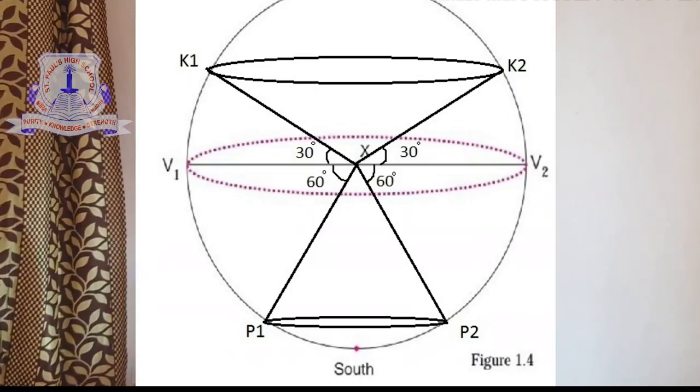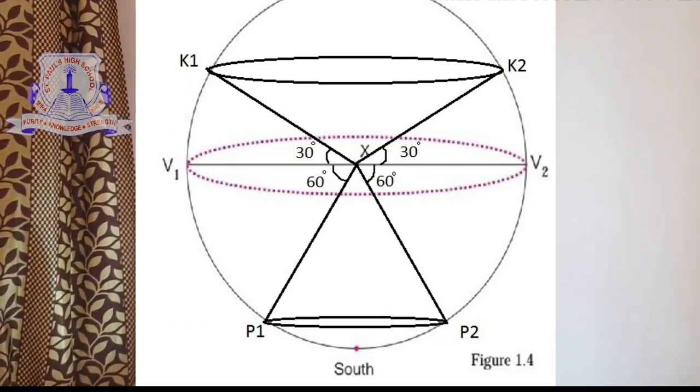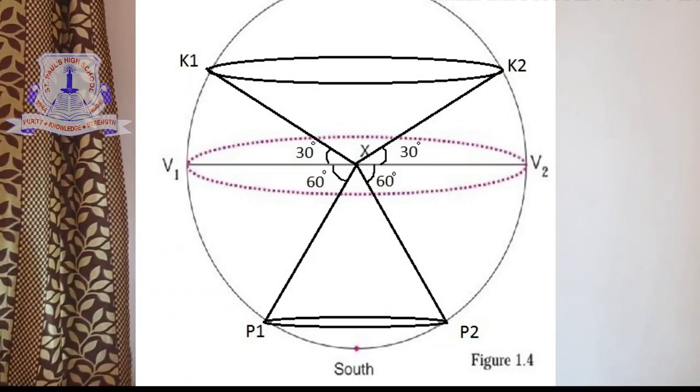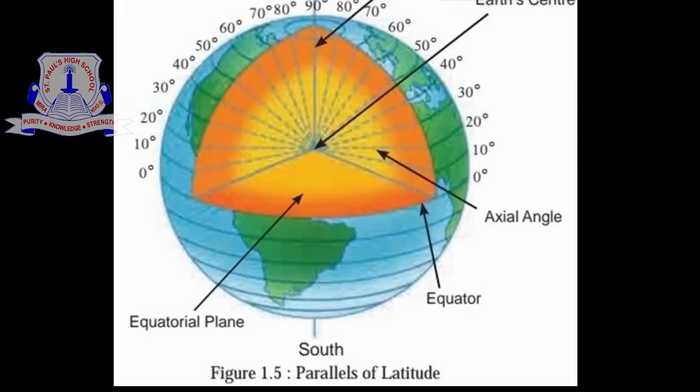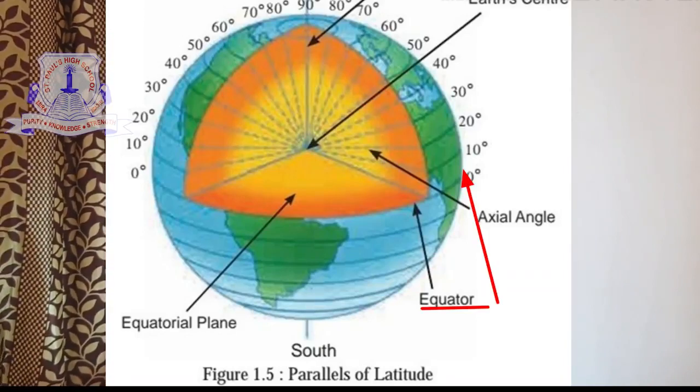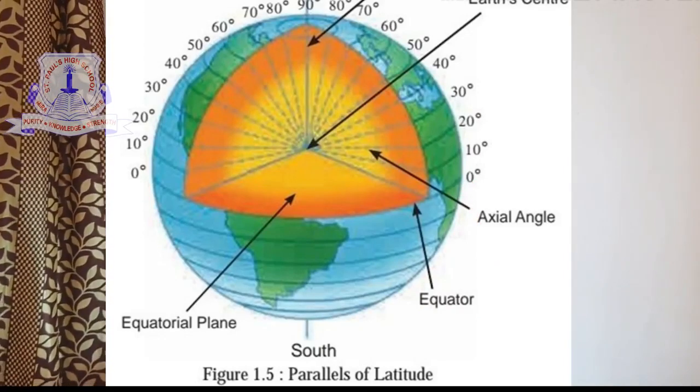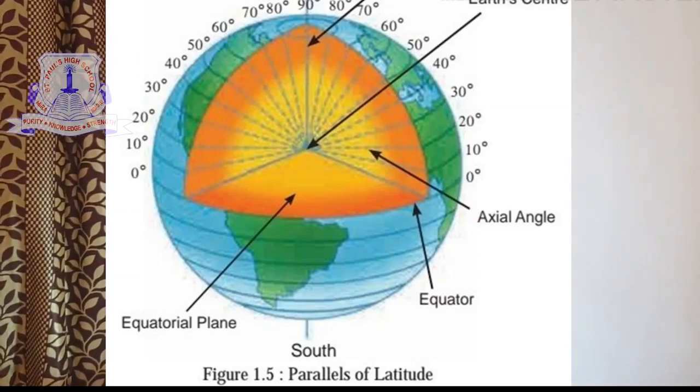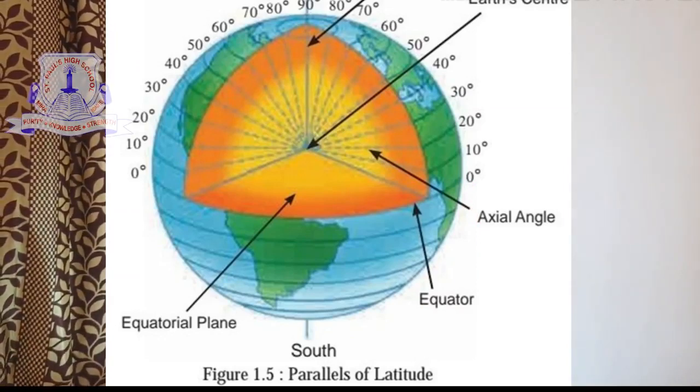The values of these parallels are angular measures expressed in degrees. The degrees of the parallels are measured from the equator as shown in the figure 1.5. That is why the equator is considered as 0 degree parallel. It is the largest parallel and also a great circle. The angular distance of the parallels towards north and south goes on increasing away from the equator.